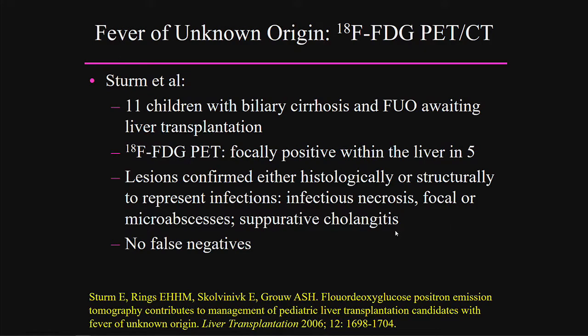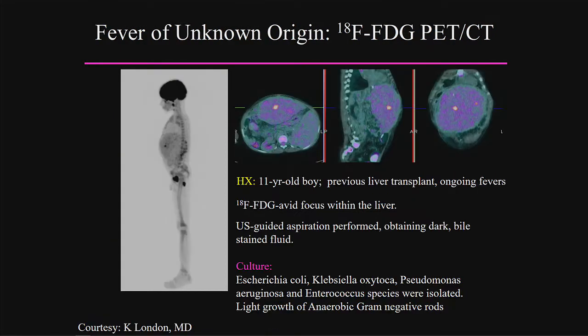What about children specifically? The earliest study was by Sturm et al., looking at 11 kids with biliary cirrhosis and FUO who were awaiting liver transplant. They used FDG PET and found some focal positivity within the liver in 5 of their patients. And in each of those 5, the lesions were confirmed either histologically or structurally to represent infection. There were no false negatives.